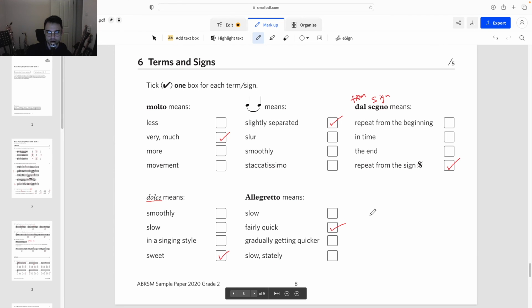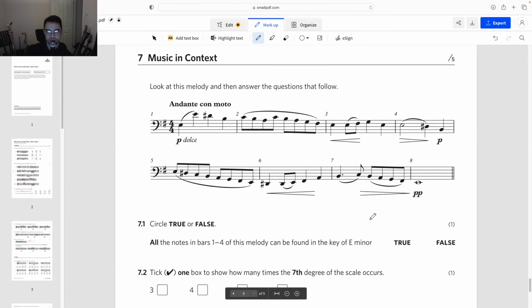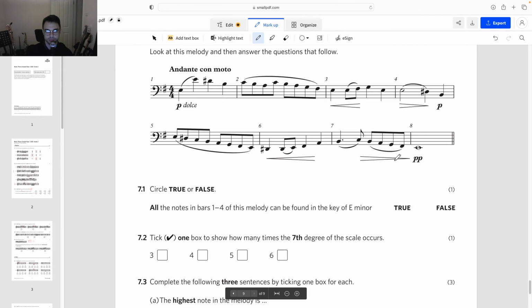All right, next section. Section 7. Look at this melody and then answer the questions that follow. 7.1. Circle true or false. All the notes in bars 1 to 4 of this melody can be found in the key of E minor. All the notes in bars 1 to 4. All right, so that's the whole first line. It can be found in E minor.